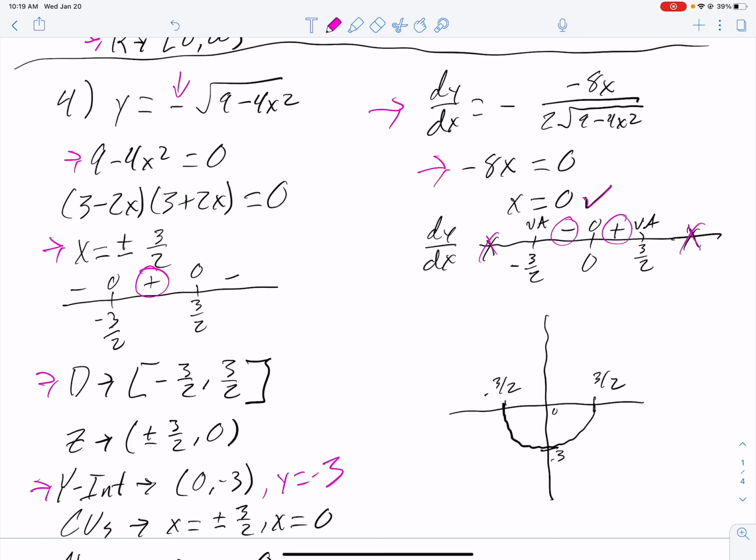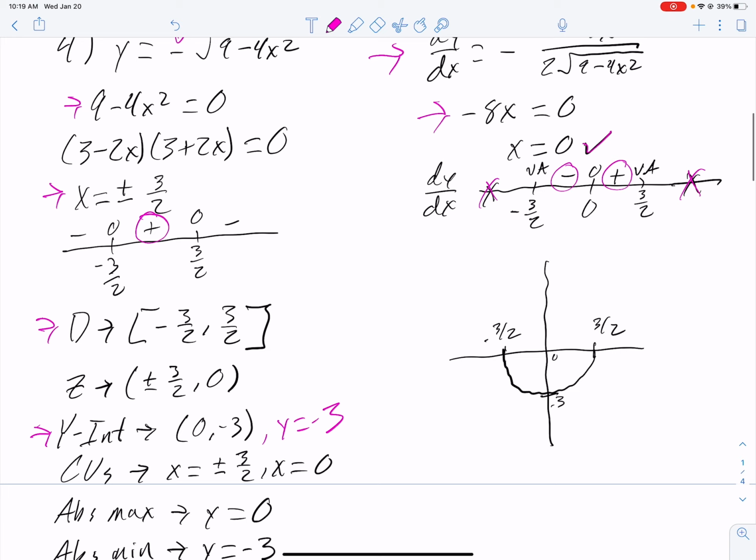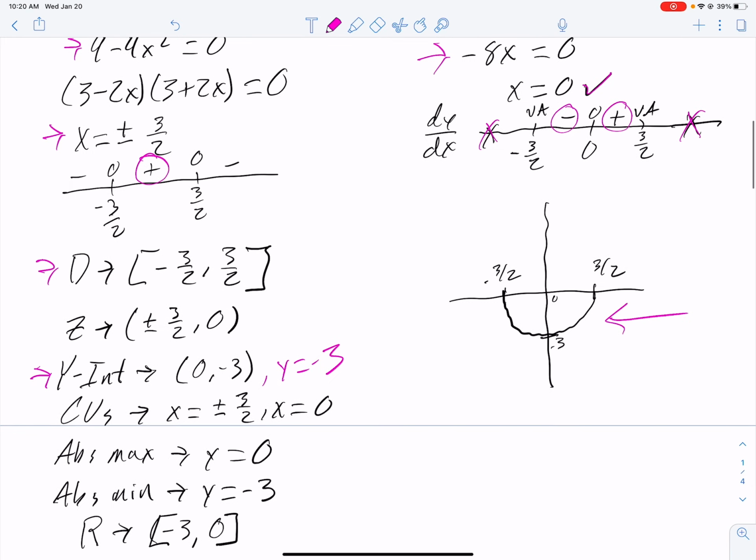Recognizing that I've got this negative in front of my square root tells me that my entire function is going to be beneath my x-axis, and also tells me that 0 is an absolute max this time. -3, what I get from plugging in 0 to my original function, is going to be my absolute minimum, and I'm able to give my range.